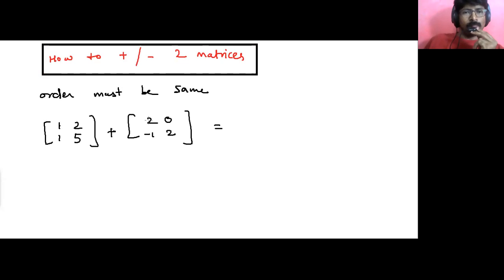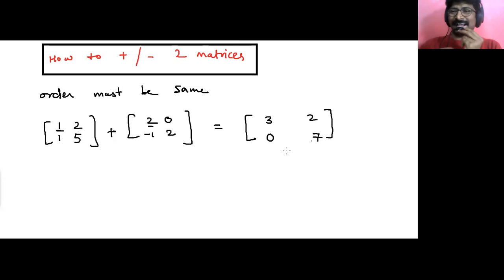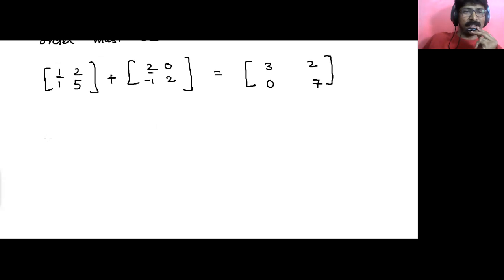Simple. 1 plus 2, what will happen? See, this is the first entry over here and this is also the first entry over here. So 1 plus 2 will become 3. 2 and 0 will become 2. 1 and minus 1 will become 0. And then 5 and 2 will become 7. I hope you understood. That's it, that's how we do addition of two matrices. Isn't it very, very simple? Yes, it's very childish, but still, some people get confused with that too. 1, 1, 0, 0, 5, 8. This is the first matrix.